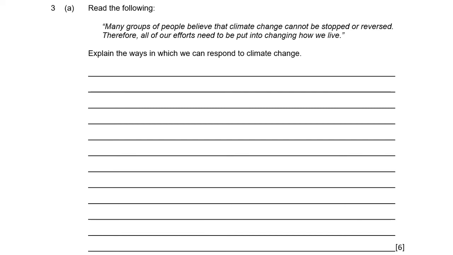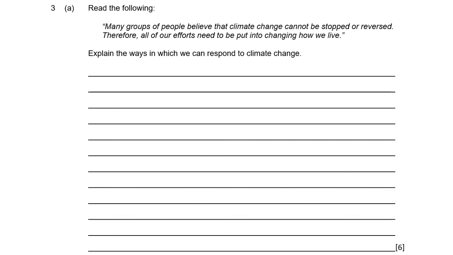So we've got a statement. Many groups of people believe that climate change cannot be stopped or reversed. Therefore, all of our efforts need to be put into changing how we live. Implicitly in there, we've got the stopped and reversed, and straight away you know that's mitigation. So let's reread the question. Many groups of people believe that climate change should be mitigated. So that's stopped and reversed.